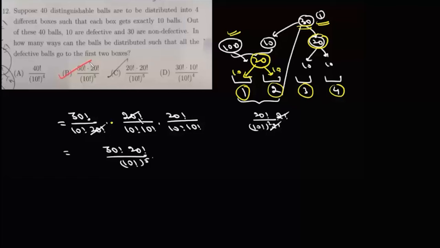Now it can be done in factorial 20 upon factorial 10 squared, and we have not divided it by factorial 2 because these 2 boxes are distinct. In the same way, for boxes 3 and 4, again we can distribute these 20 balls in 10 and 10 as factorial 20 divided by factorial 10 squared. If you want to simplify it, it will come as factorial 30 into factorial 20 upon factorial 10 to the power 5, and that's your option B.